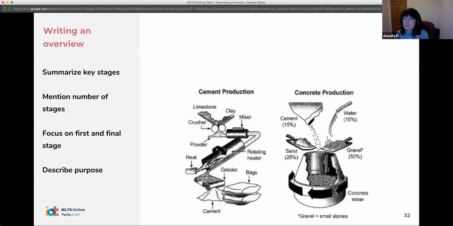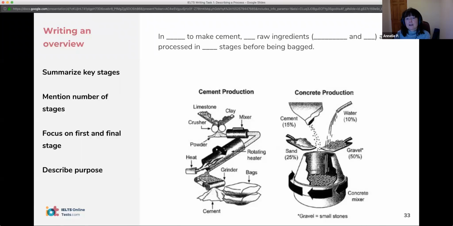And very important, what's the purpose? What are we actually doing in this process? Let's have a look at some of the words. We're going to start with the purpose, because that's the clear thing. So what can we put in the word there? Very good, in order to, Roshan. So in order to make cement.